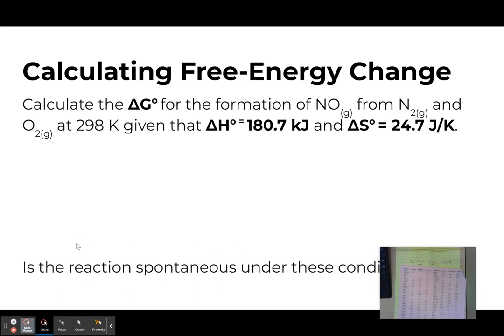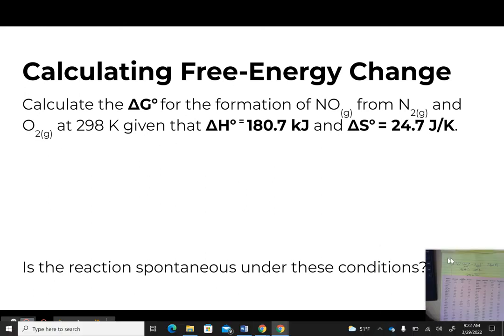Okay, so let's just do one. Let's calculate delta G for the formation of nitrogen monoxide from nitrogen and oxygen gas at 298 Kelvin, given that the enthalpy of formation, the delta H standard state, is 180.7 kilojoules, and delta S is 24.7. So do that, and see for a bonus point if you can tell me if the reaction is spontaneous or not under these conditions.